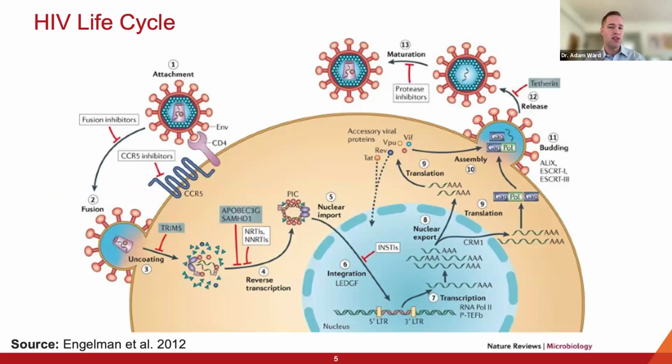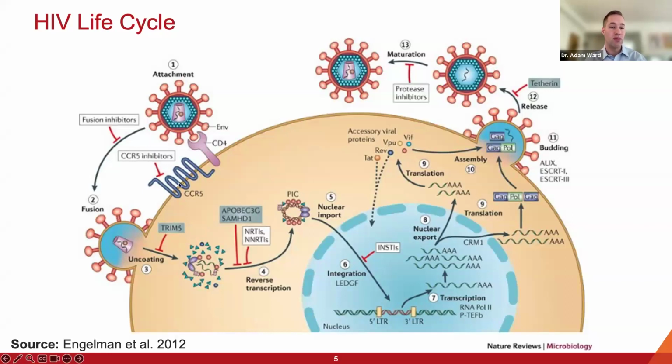So this figure, this schematic, shows a detailed version of the viral life cycle. It's very detailed. It's not important to cover all of the details for today's talk. However, I did want to cover the main steps of the life cycle. So when an HIV virus directly infects a cell, it first attaches to that cell using a receptor on the cell surface called CD4, as well as a co-receptor.